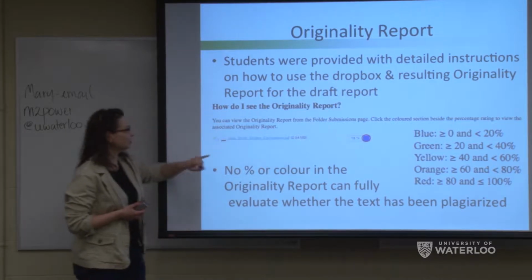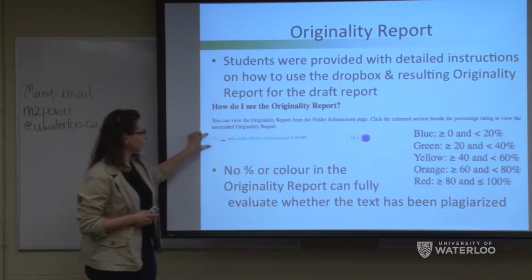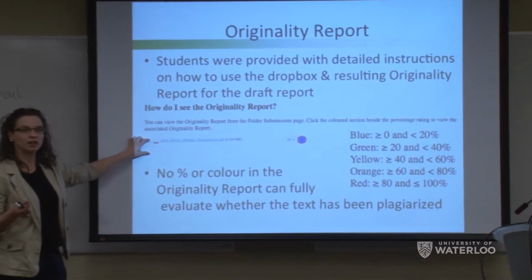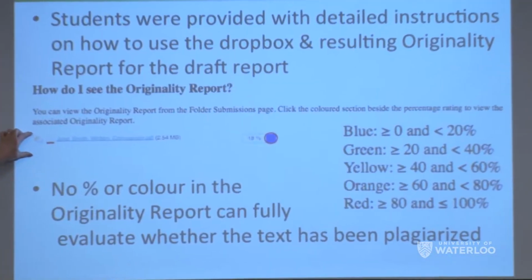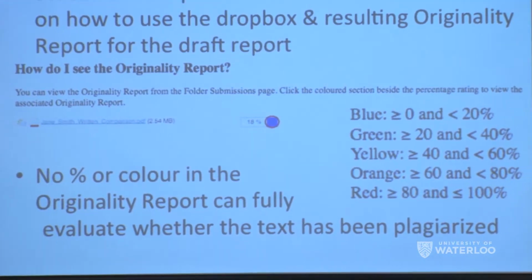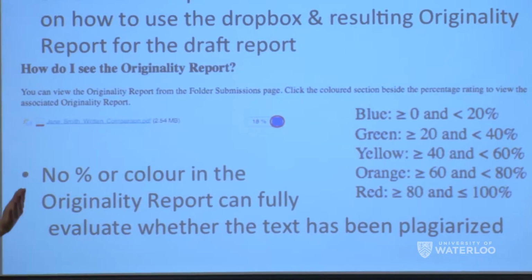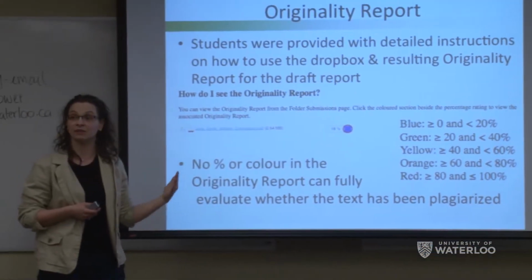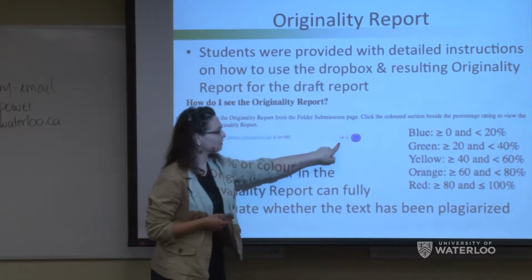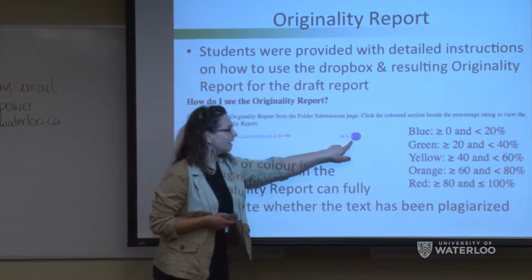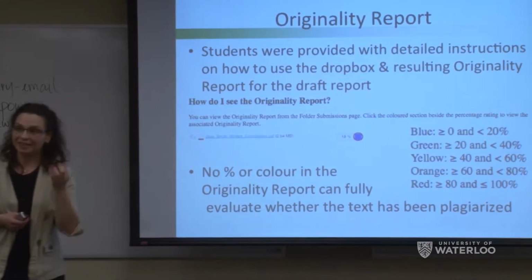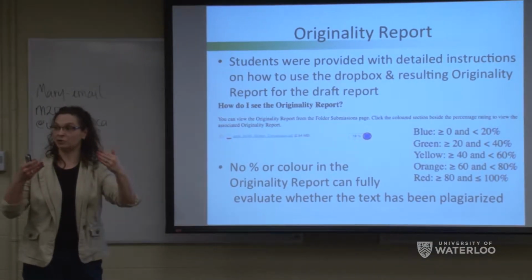How do I see the Originality Report? So again, this is just a little clip where you can see here, this would be the PDF document. It could also be a Word document submitted to the Dropbox. If you clicked on that link, you would actually pull up the document itself. That's not what the student actually wants to view in order to see the Originality Report. Instead, they were given a percentage, right beside, this says 18%, and then they have this colored square beside the percentage. Clicking on that colored square would bring up the actual Originality Report.